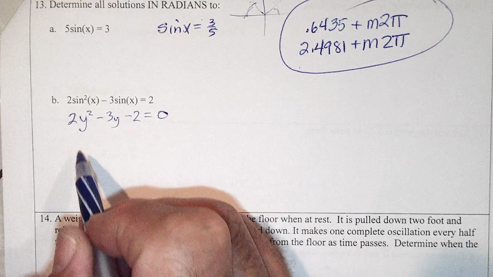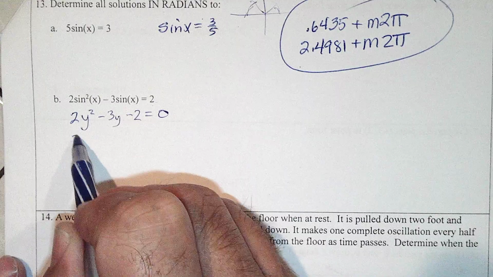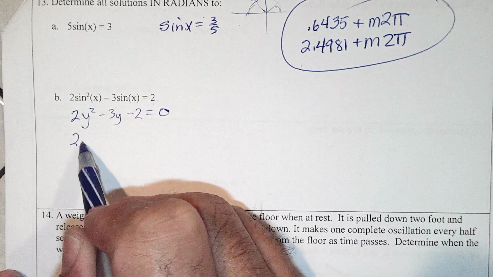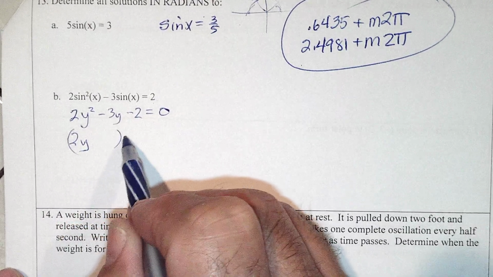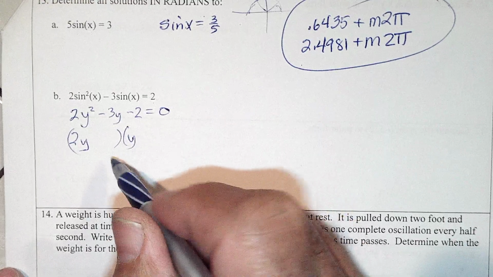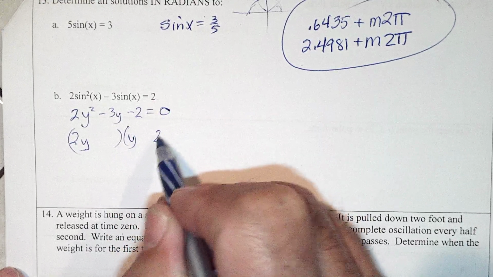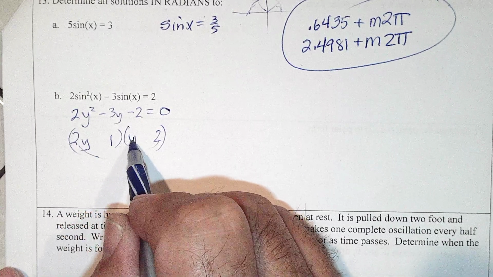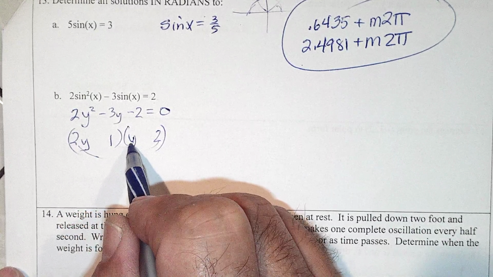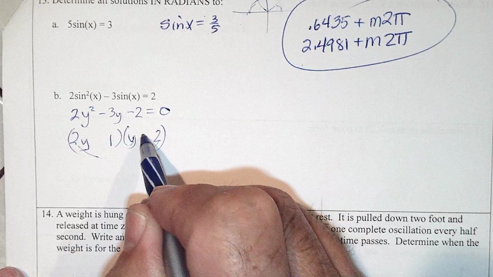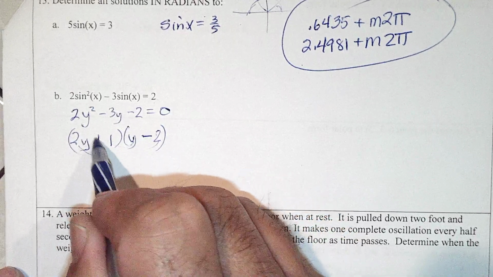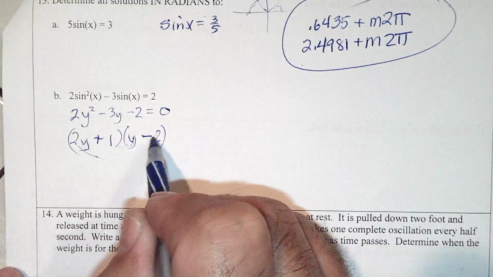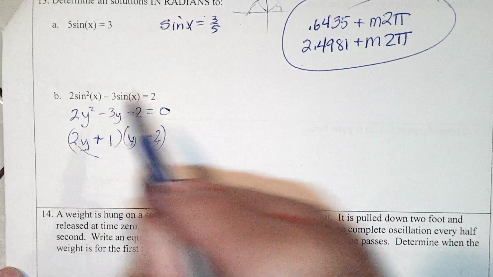See, if I try to factor that, that would be 2y and y. And if I put 2 here, I get 4y, and 1 there, I get 1. And if this is minus 4 plus 1y, minus 4y plus 1y is minus 3y.